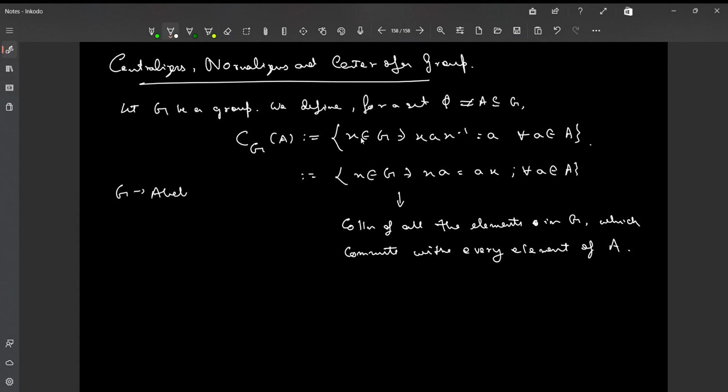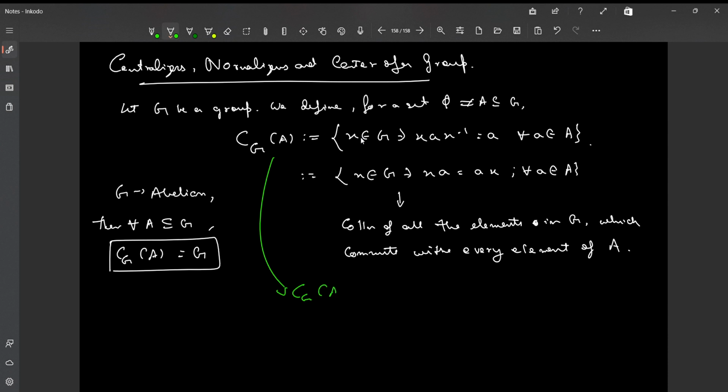Let me just state the observation first. If G was abelian, then for all non-empty subsets A of G, the centralizer of A would be equal to G, because since G is abelian, every element commutes with each other. So whatever subcollection of elements I choose from G, every element of G will commute with every element of that subcollection. That means the centralizer is equal to G. Or you can also check it from the definition of a centralizer: the centralizer of a set A is contained in G. That's quite obvious.